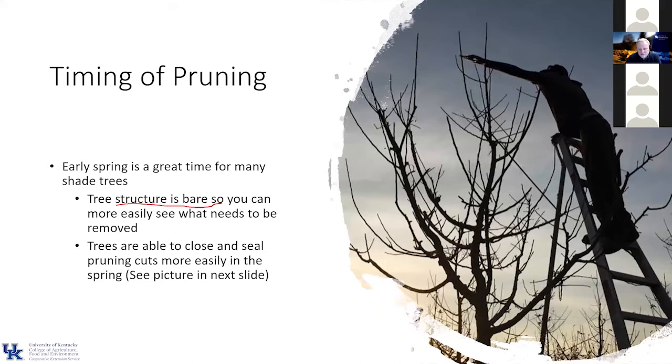You'll notice this guy on the right here that's doing some pruning up in the tree. You can see that tree highlighted on the skyline. You can see every branch in that tree. So it's a great time to prune that tree in early spring. We're talking about March and April.